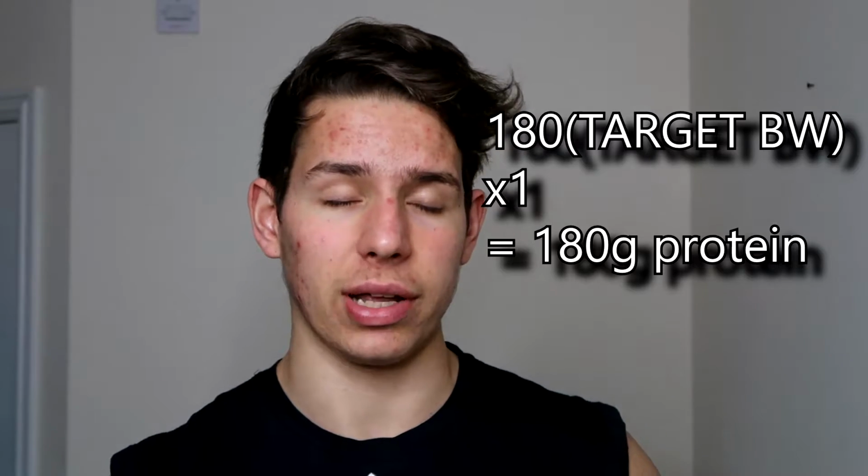For protein intake, I generally recommend about 1 gram per pound of body weight. So if I was at my target body weight, it'd be 1 times 180, which is 180 grams of protein, right? That's our protein intake set. So let's go and set the fat intake.